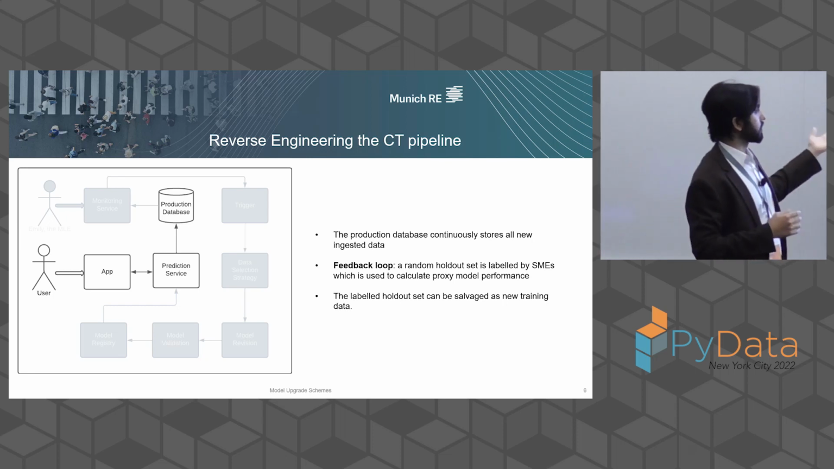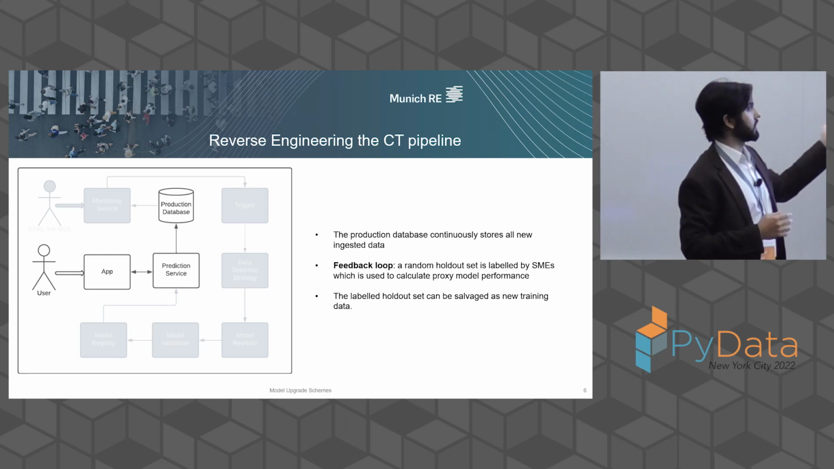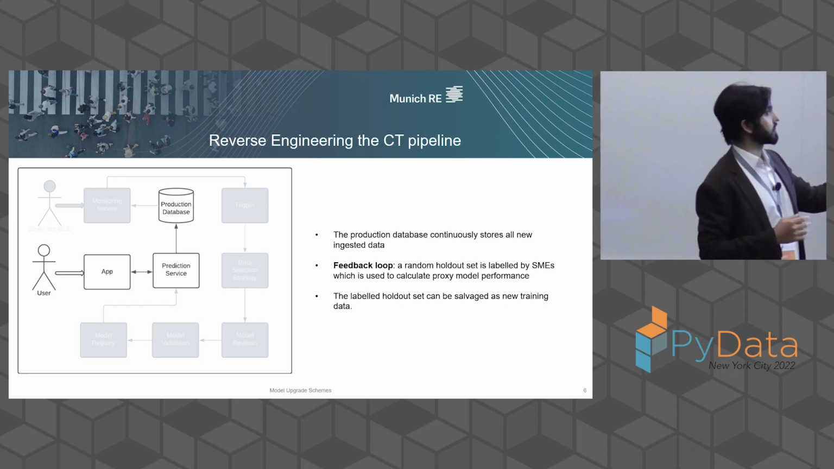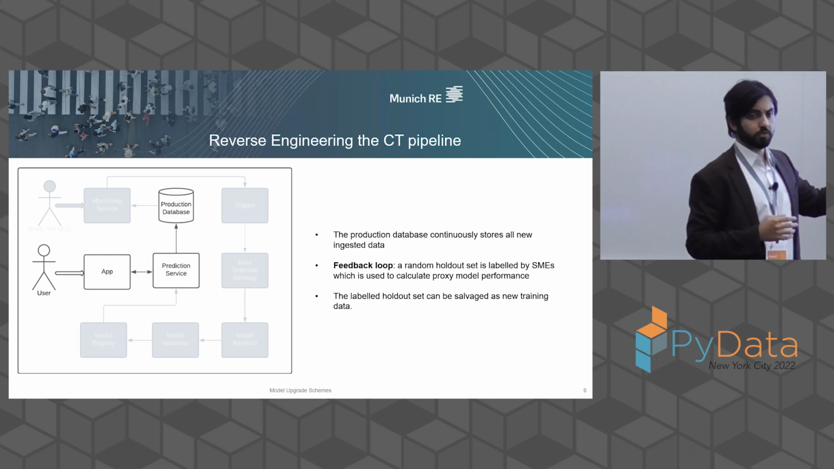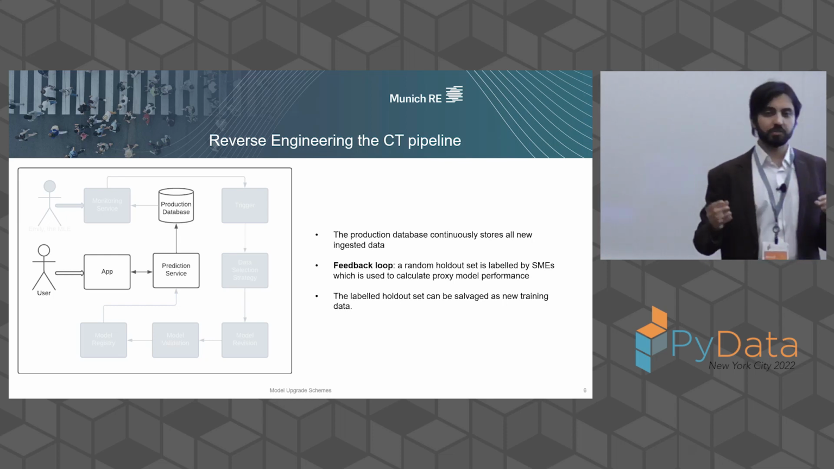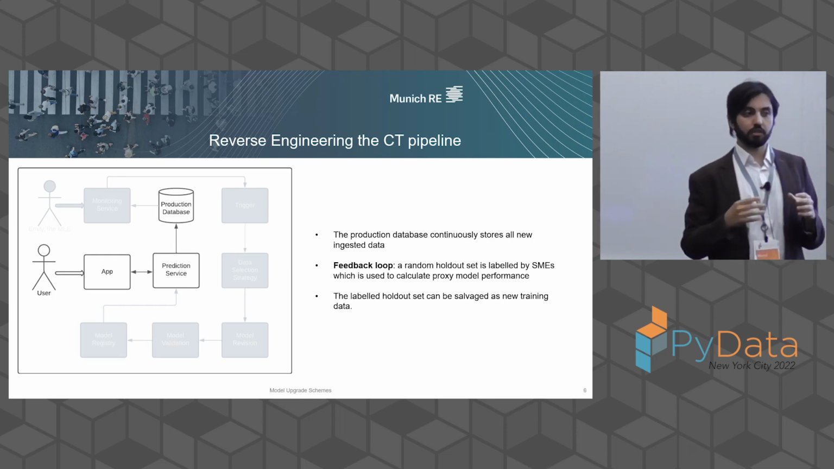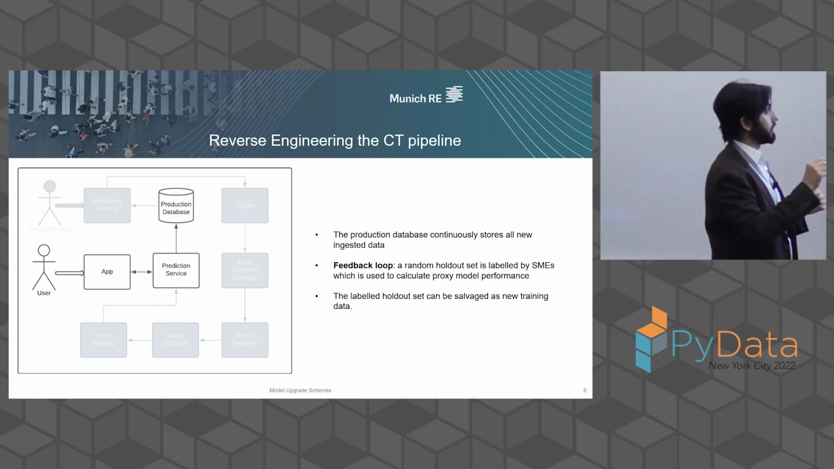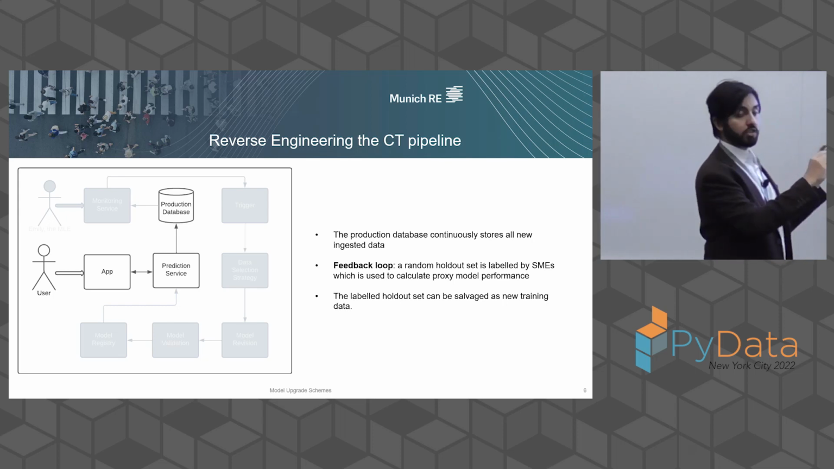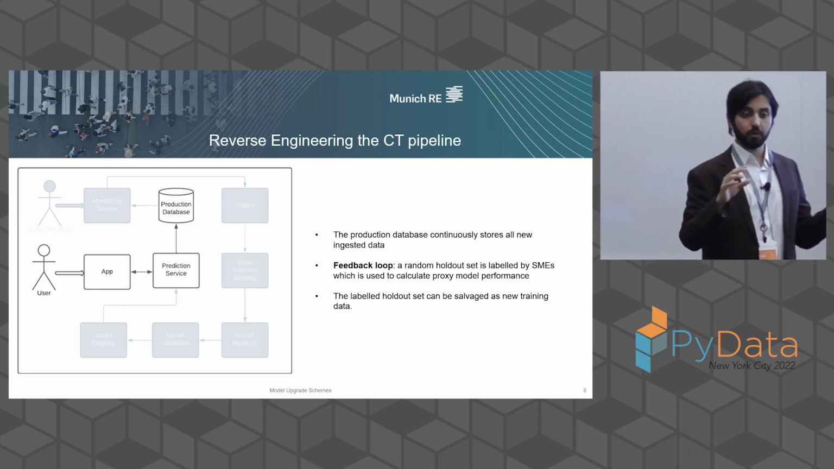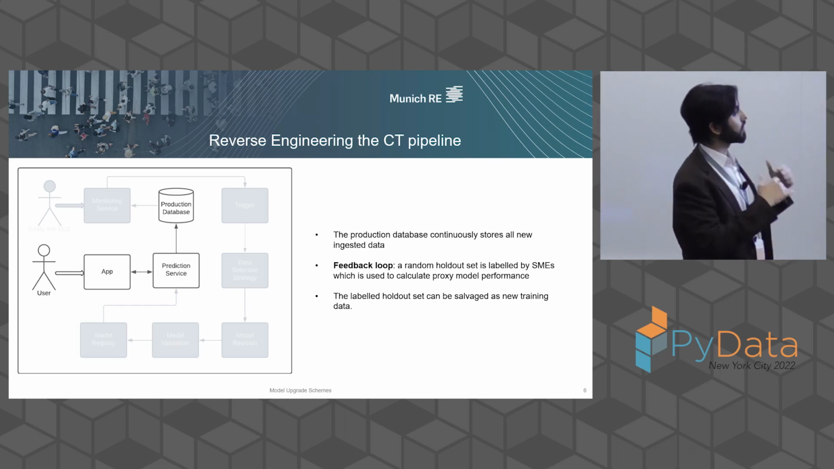So this is what it looked like in production. There was a user talking to the app, which was interfacing with the prediction service. And the prediction service was talking to a production database, which would be storing everything that comes into your prediction service. Let's say a policy comes in. It would be stored into the production database along with whatever the prediction was.